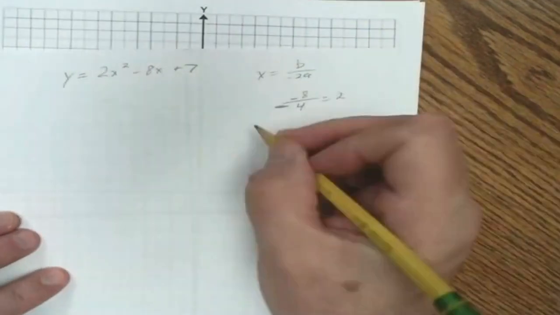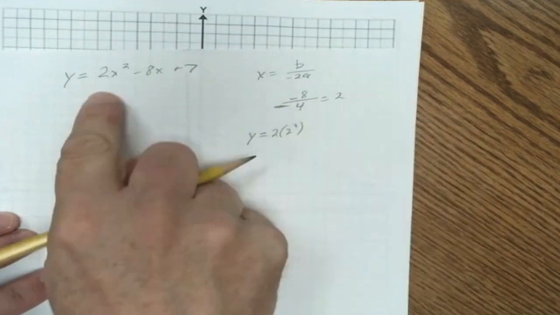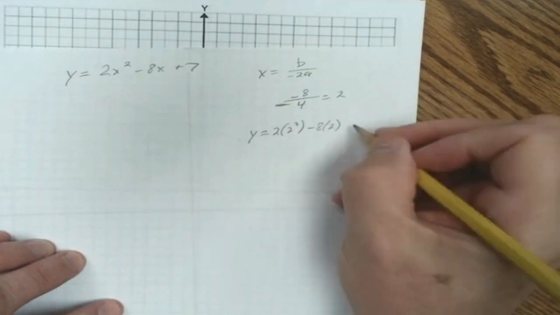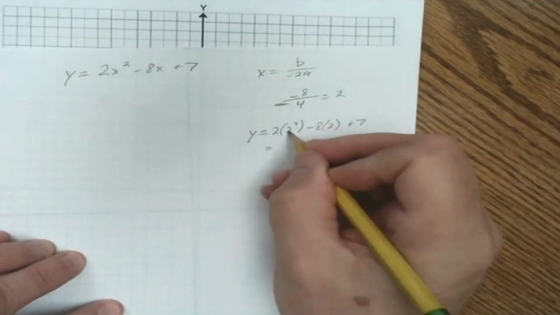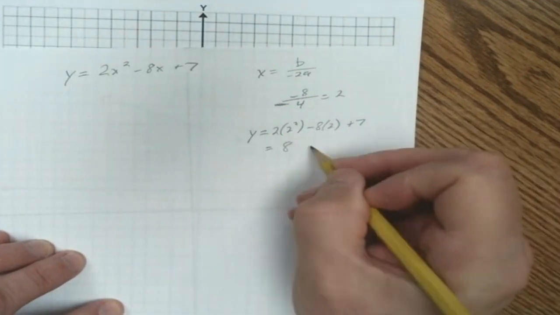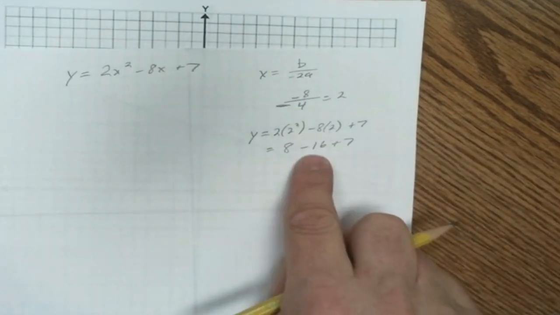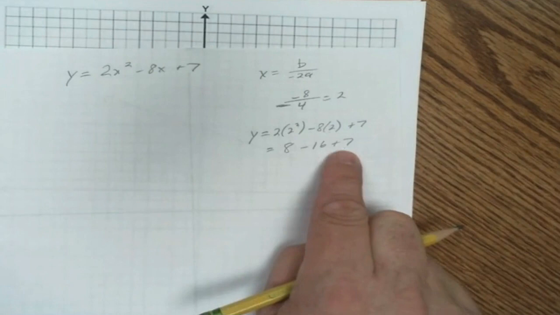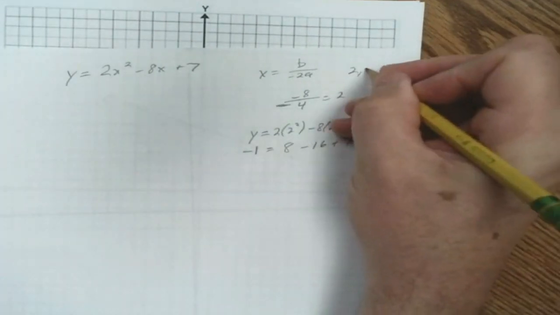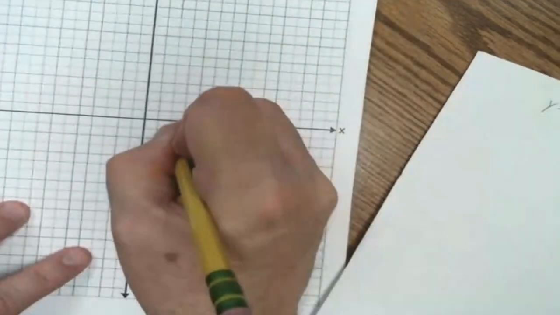So when x equals 2, y equals 2 times 2 squared, because the x should be squared, minus 8 times 2 plus 7. 2 squared is 4, times 2 is 8. Negative 8 times 2 is negative 16, plus 7. So we got 8 minus 16, which is negative 8, plus 7. So that equals negative 1. So our vertex is at (2, -1). So we can go ahead and draw that point on there.